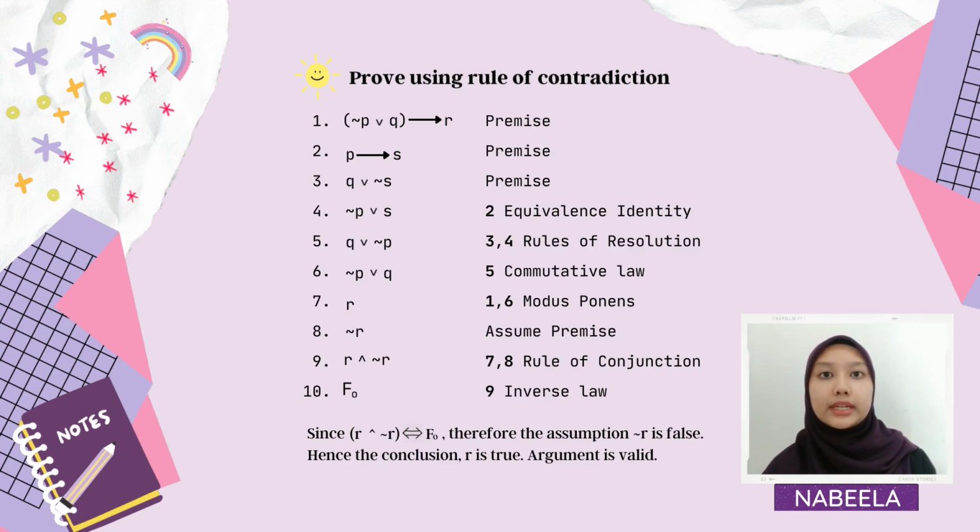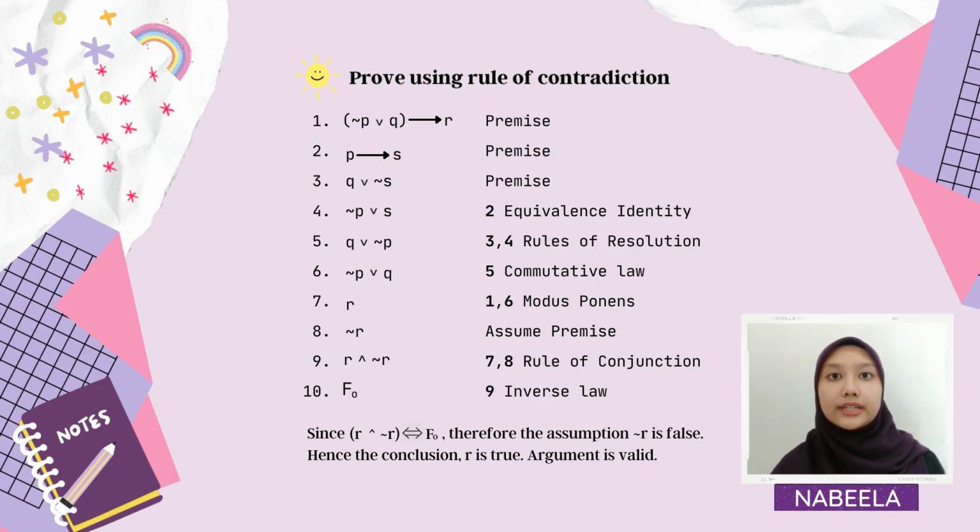Number 7, we will get R from number 1 and 6 by using modus ponens. Our argument can just stop at number 7 because R is our conclusion. But since the question asks to use the rule of contradiction, we need to declare an additional premise that contradicts our conclusion, which is negation R.